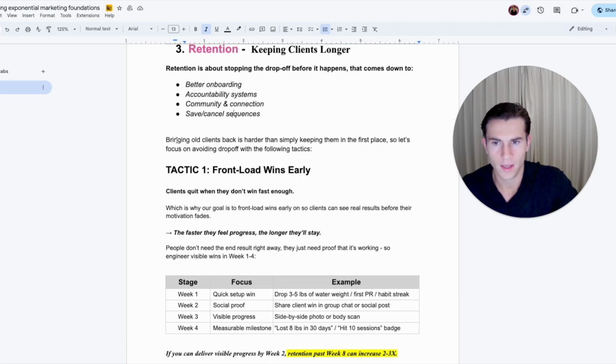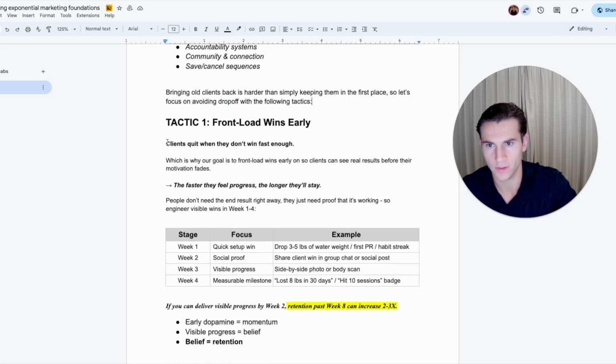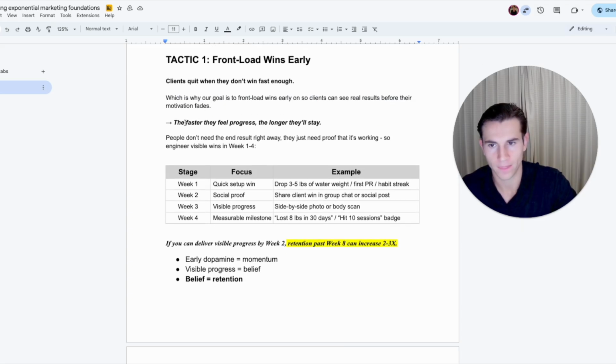Bringing old clients back is harder than simply keeping them in the first place. So let's focus on avoiding drop-off with the following tactics. Tactic number 1 is front load wins early. Clients quit when they don't win fast enough, which is why our goal is to front load wins early on so clients can see real results before their motivation fades. The faster they feel progress, the longer they'll stay.